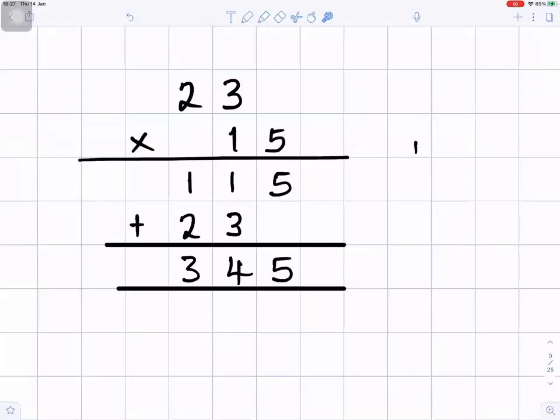Or you can do it this way. 3 times 5 is 15. 5 and carry 1. 2 times 5 is 10, plus the 1 you carry is 11. 3 times 1 is 3. 2 times 1 is 2. And then you add them. 5 add nothing is 5. 1 add 3 is 4. 1 add 2 is 3. So you get 345.